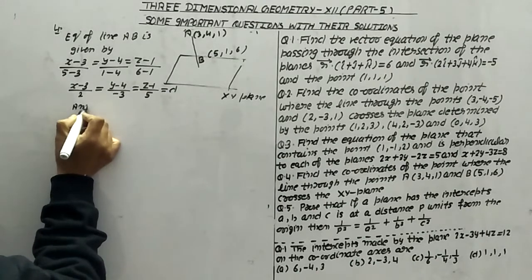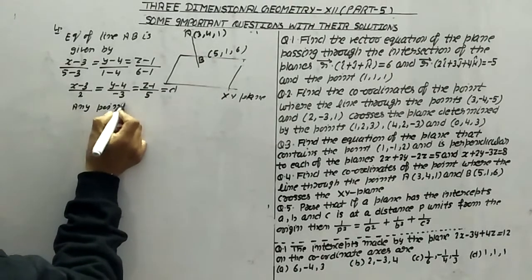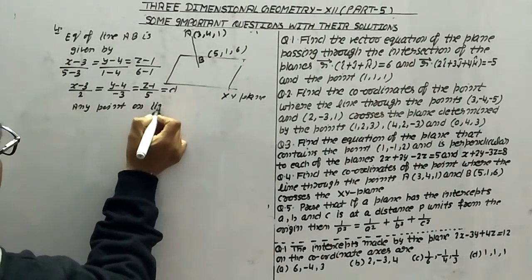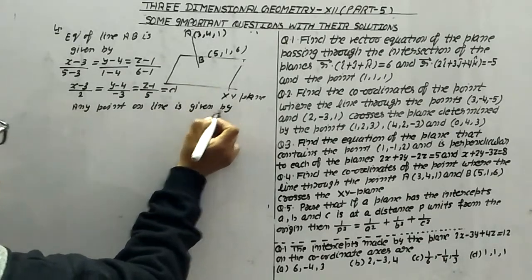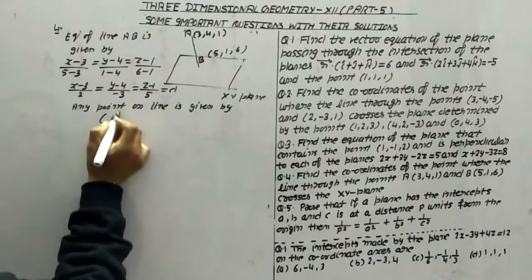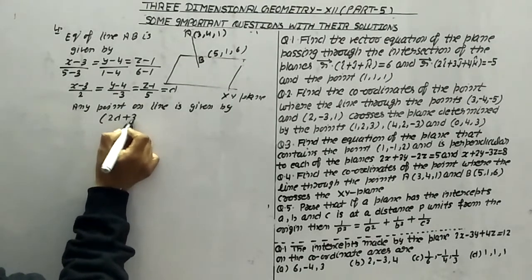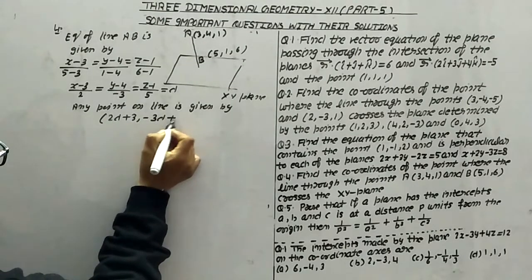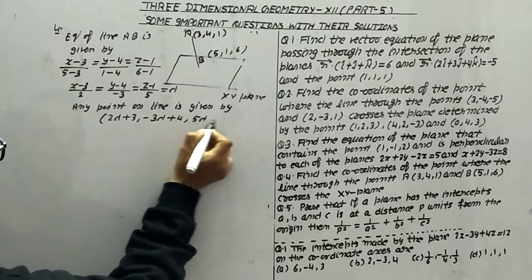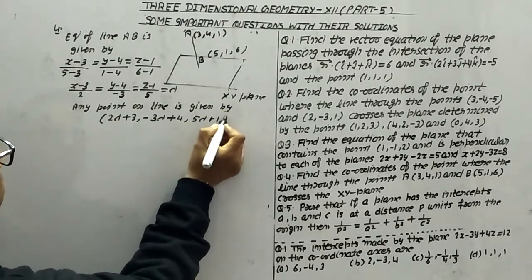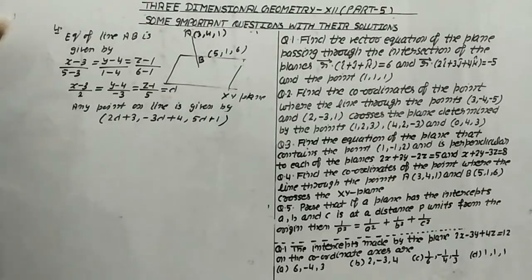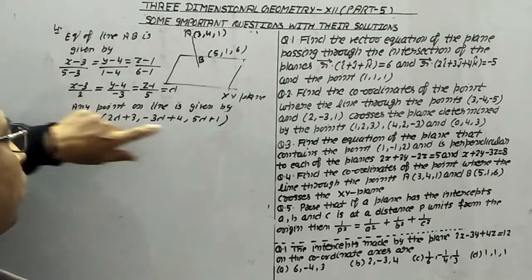Now any point on the line is given by, look at this. How will we get the point? (2 lambda plus 3, minus 3 lambda plus 4, 5 lambda plus 1). This is the coordinate of any point on the line.